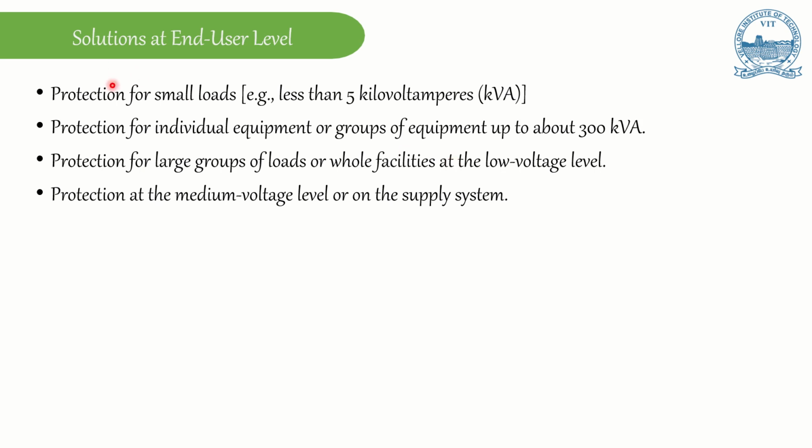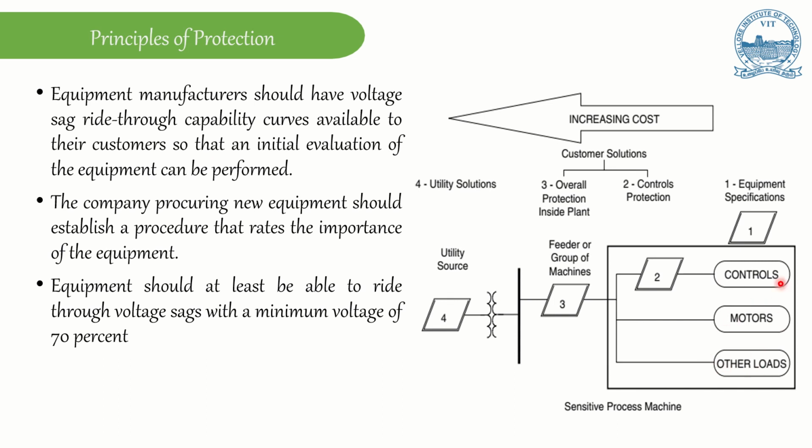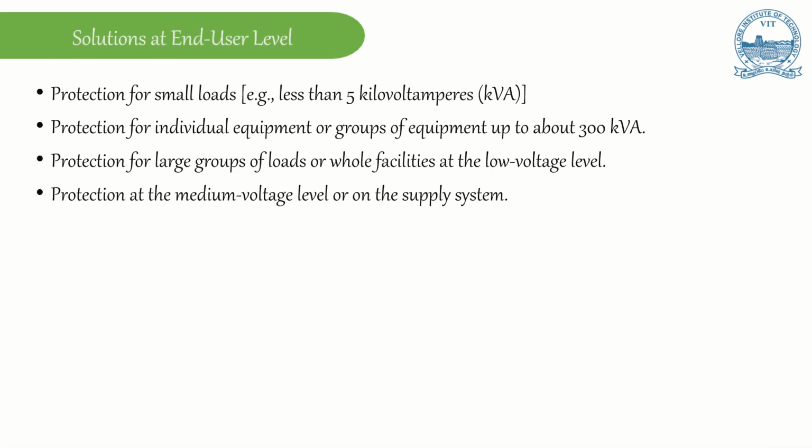So the protection for small loads here is categorized for power ratings of less than 5 kVA. And we can classify protection for individual equipment or a group of equipment up to 300 kVA. And for a large group of loads or the whole facility, we can provide protection at the low voltage level, or at the medium voltage level on the supply system, right? So again, this is the hierarchy. These are individual loads for which we can provide protection, or else for a group of loads at the low voltage level, and then at the system level the protection is going to be at a large scale.